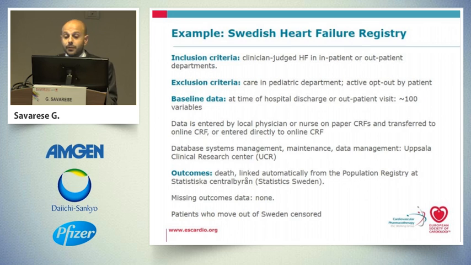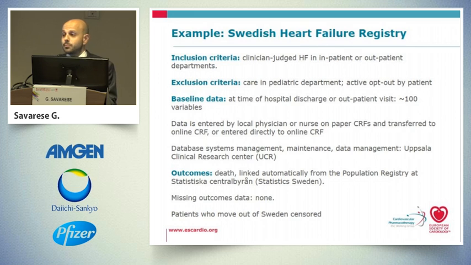The baseline data in our registry are collected at the time of hospital discharge or outpatient visit, and we collect around 100 variables. Data is entered by a local physician or nurse on paper CRF and then transferred to online CRF, or directly entered to online CRF. Then the data are managed by the Uppsala Clinical Research Center. The outcomes don't come directly from the Swedish Heart Failure Registry, but from the population registry that is linked with it.